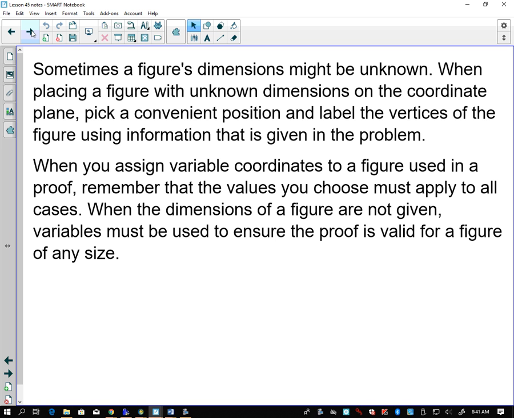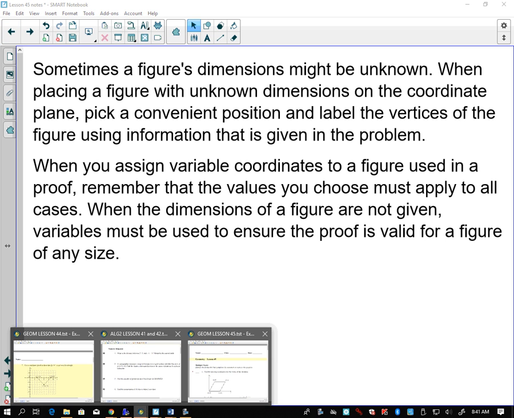Sometimes a figure's dimensions are unknown. They'll give you a variable that represents the y value of a coordinate, or a variable that represents the x coordinate of a point, a position. When placing a figure with unknown dimensions on the coordinate plane, you want to pick those convenient positions and label the vertices of the figure using information that's given in the problem. When you assign variable coordinates to a figure used in a proof, remember that the values you choose have to apply to all cases. So when the dimensions of a figure are not given, variables have to be used to ensure the proof is valid for a figure of any size. And that's it for that.